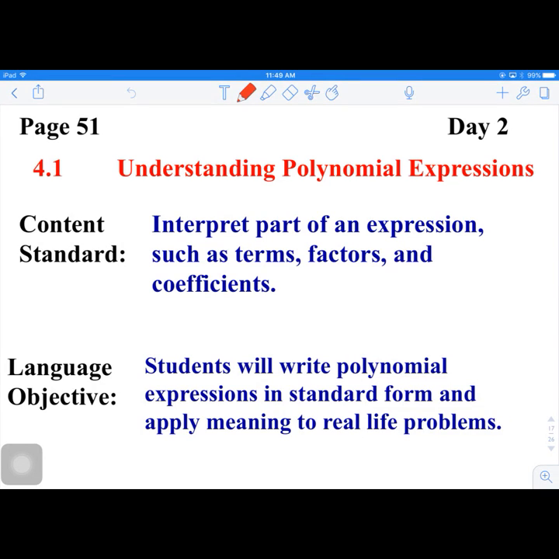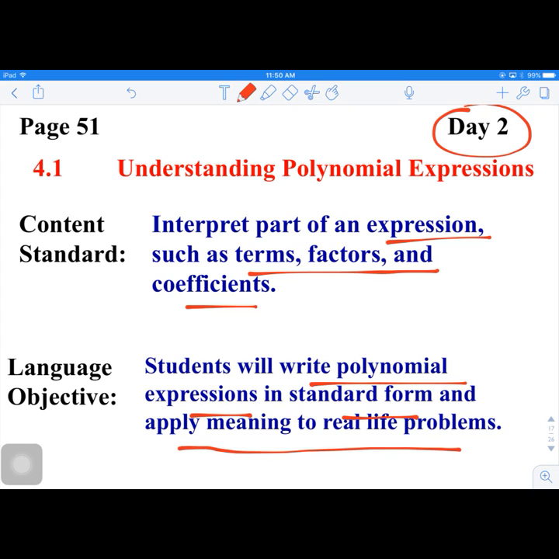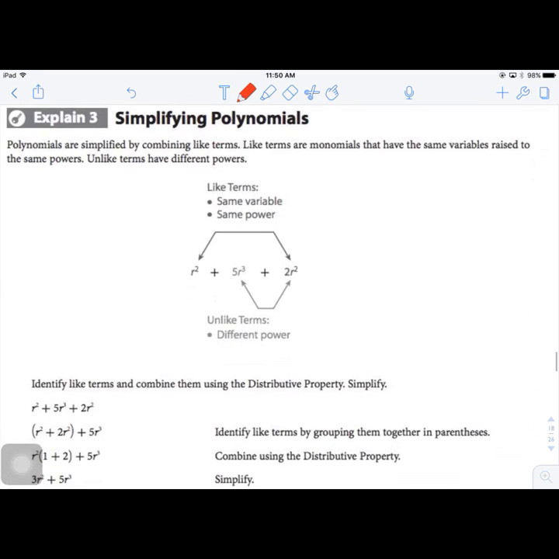Hi everyone, today we're going to continue on 4.1 Understanding Polynomial Expressions on day 2, and we are going to be interpreting parts of an expression: terms, factors, coefficients. We're going to be familiar with writing polynomial expressions in standard form and applying the meaning of polynomial expressions in real life situations. So let's take a look at the first example.